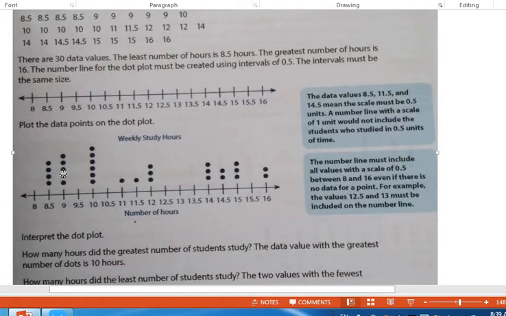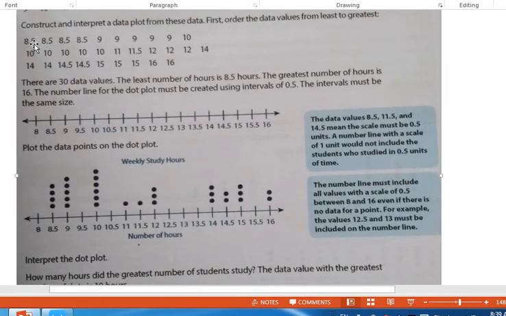The 8.5 is repeated how many times? 1, 2, 3, 4 times. Then comes the 9, which is repeated how many times? 1, 2, 3, 4, 5. So what will I do here?